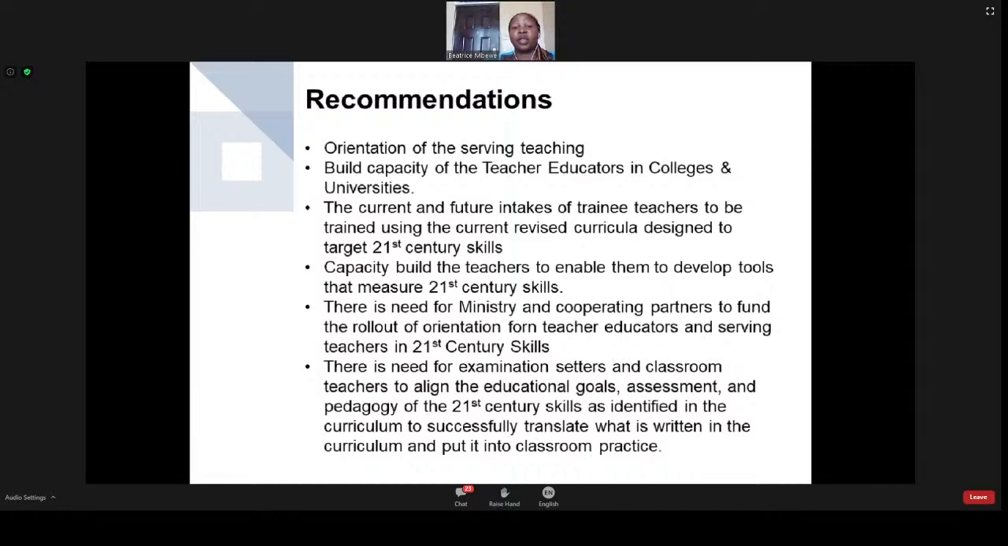There's also a need for the ministry and cooperating partners to fund the rollout of the orientation so that teacher educators and serving teachers have an opportunity, as a country, to gain some knowledge of these 21st century skills. There's also a need for the examination setters and classroom teachers to align the education goals, assessment and pedagogy of the 21st century skills as identified in the curriculum, to successfully translate what is written in the curriculum and put it into classroom practice.